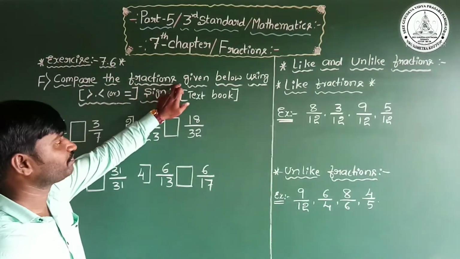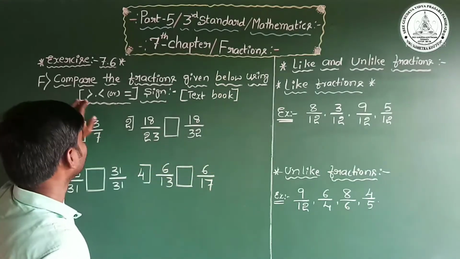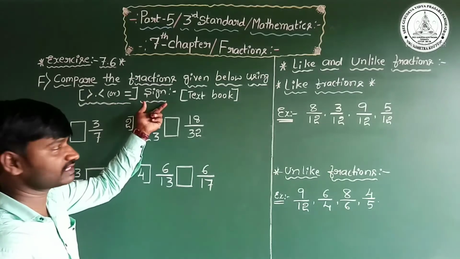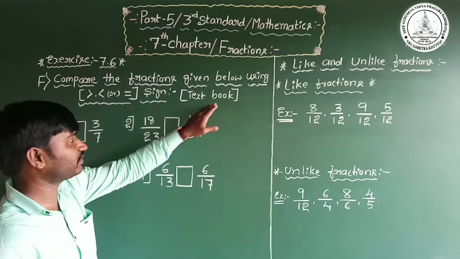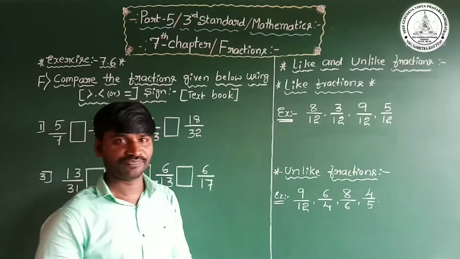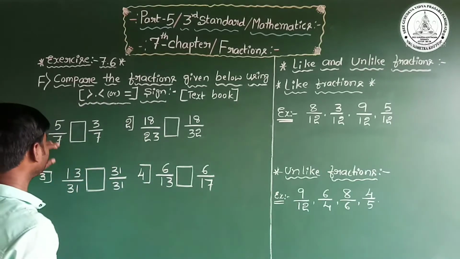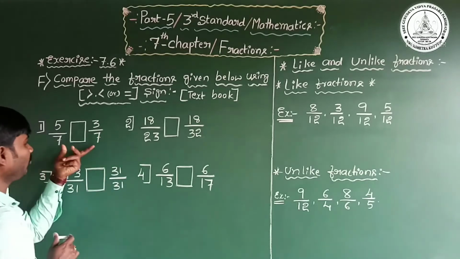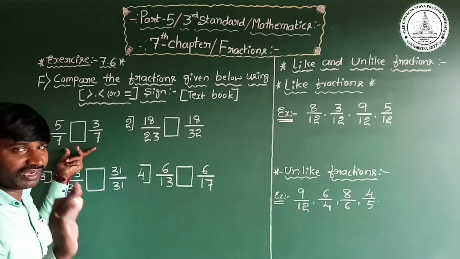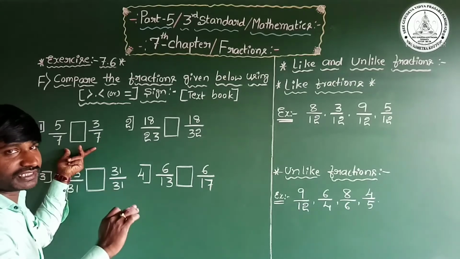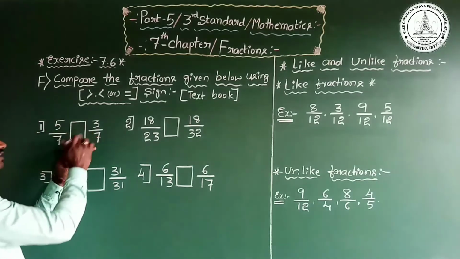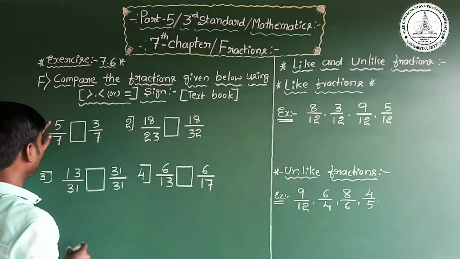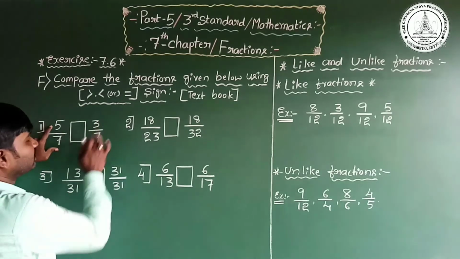Compare the fractions given below using the greater than, less than, or equal to sign. Dear student, these examples are from your textbook. The first question, 5 by 7 compared to 3 by 7. Here the denominators are the same. When the denominators are the same, the fraction with the greater numerator is the greater fraction. Are you clear?